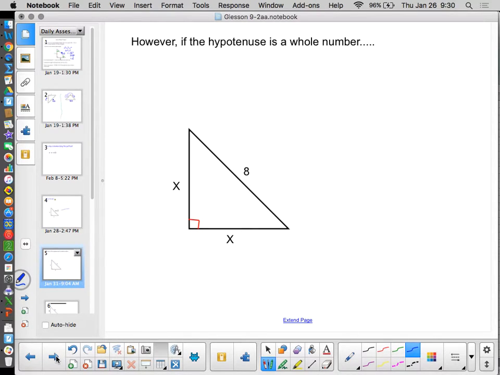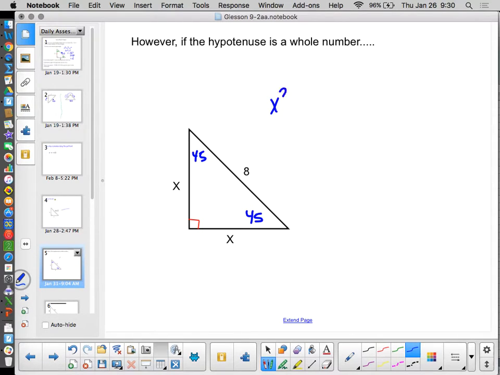But what if the hypotenuse is a whole number? Oh dear. Now what do we do? Well, we could set up a Pythagorean theorem and solve this pretty easily. Because I know these two legs are congruent. This is a 45, 45, 90 triangle.